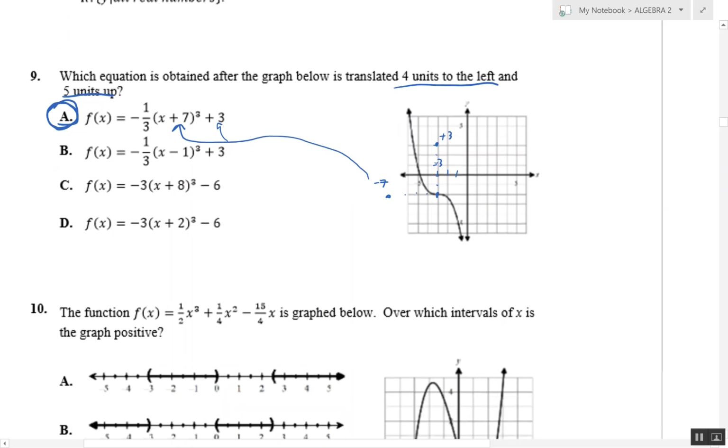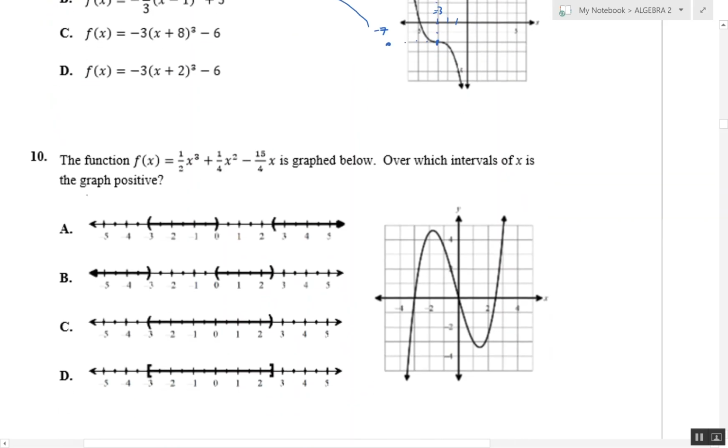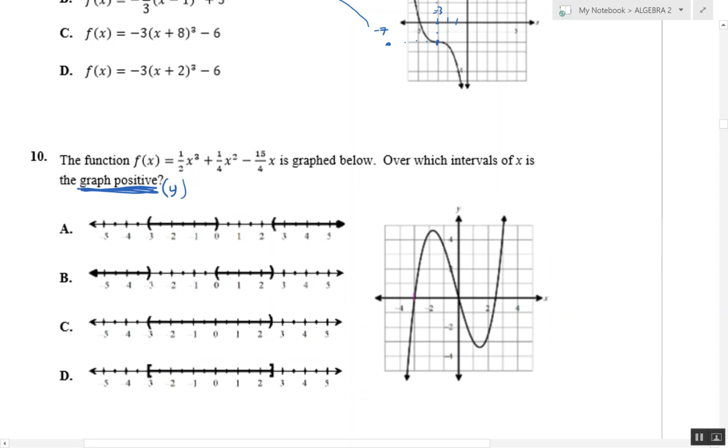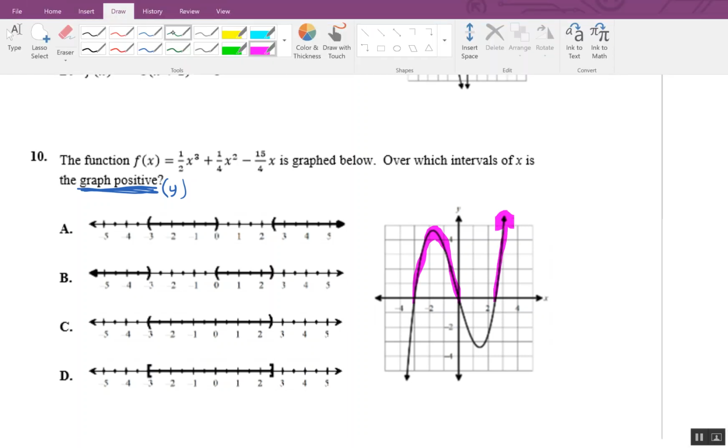All right, last one, question number 10. It says, which one of them has a graph that's positive? Positive here means its y coordinate is positive. So I'm going to look over here at my graph and highlight the part that's actually positive. From here all the way over to there, and from this point on. Those are the only times that the graph is going to be a positive solution.